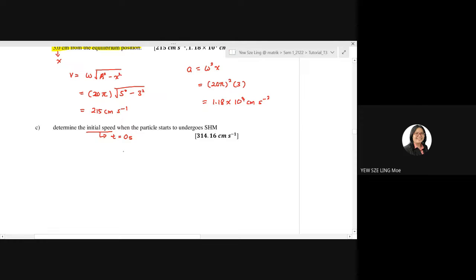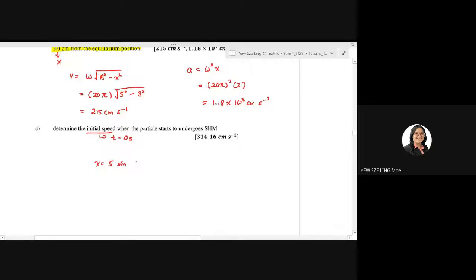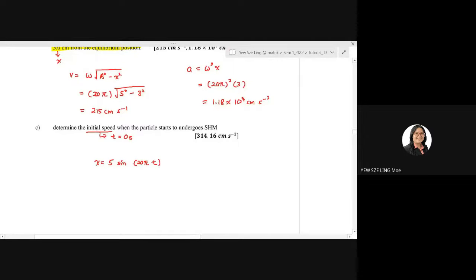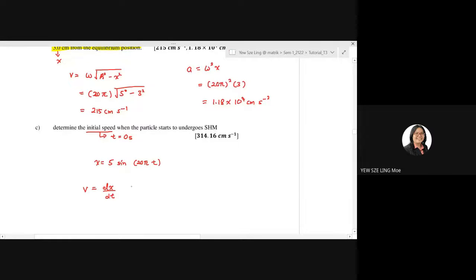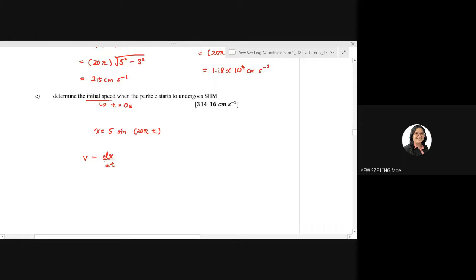So now you are given time. If you are given time, what are you going to do then? Go back to the equations above. You are given x equals 5 sine 20 pi t. This is the equation of displacement. We don't have an equation for velocity, but what we do know is v equals dx over dt. That's why I told you in the previous sections that you need to know how to do differentiation, because quite often you have to differentiate in your solution in your exam. So v equals dx over dt, and we have x equals 5 sine 20 pi t.